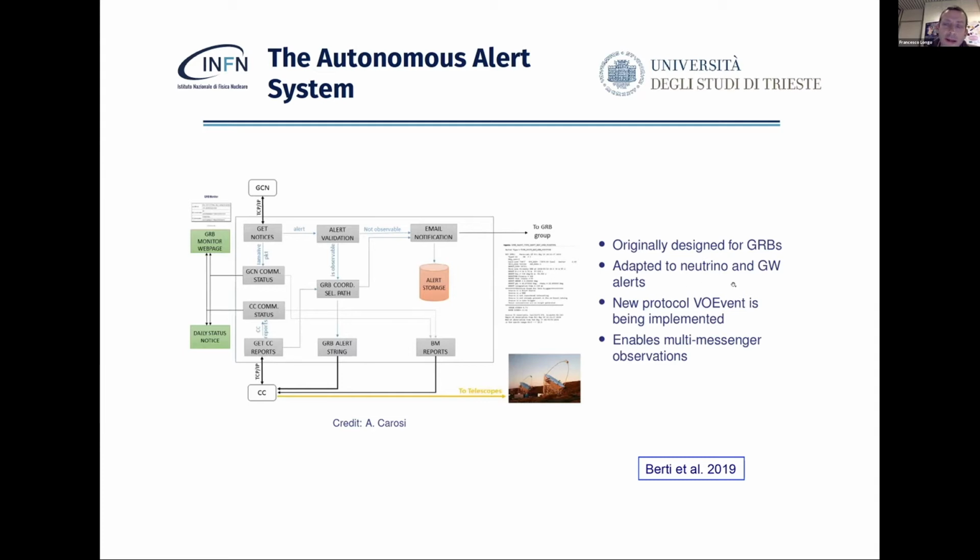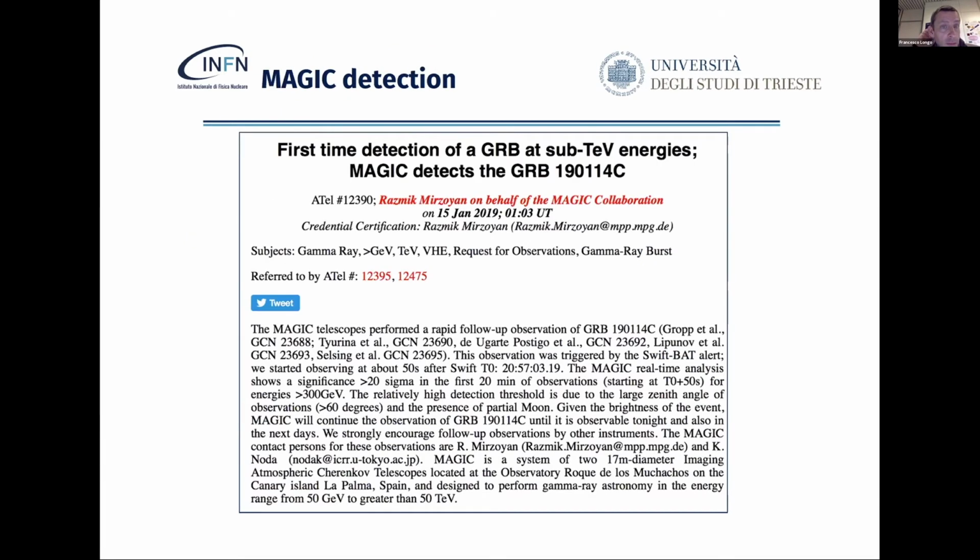So this was recently adapted to neutrino and gravitational wave fast alerts, and the protocol on VOEvent is currently being implemented. This allowed MAGIC to detect for the first time a gamma ray burst, in January 2019. We got more than 20 sigma in the first 20 minutes, and this was observed less than 1 minute after the Swift alert. So this was quite nice.